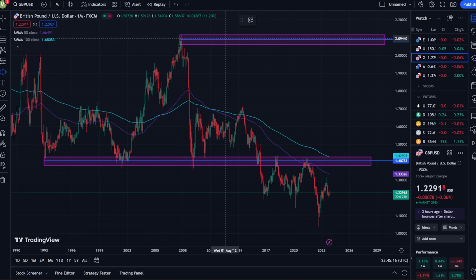When resistance is broken, it becomes support. As you can see, the break happened right here. And then it retested right here and it retested right here, showing that it is a valid resistance level. And I just think it's really coincidental how I pulled GBP USD up, and it's a picture perfect example of support being broken turning into resistance.